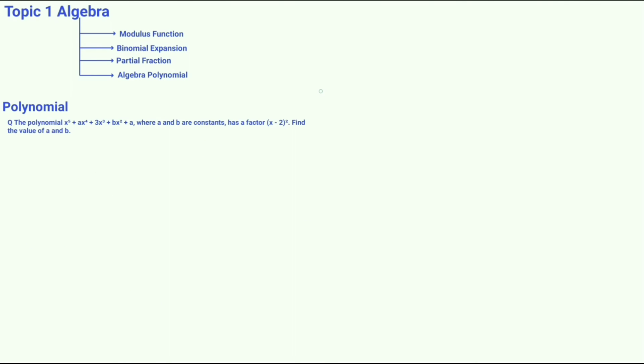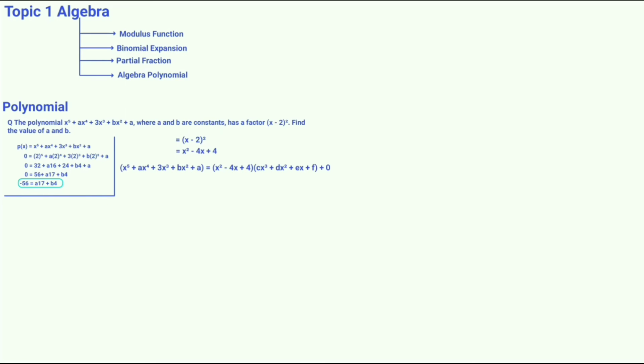Question: the polynomial x power 5 plus ax power 4 plus cx power 3 plus bx power 2 plus a, where a and b are constants, has a factor this. Find the value of a and b. Okay, so we have this factor. So there are 2. Okay, we put this and we get the equation. Now since we know that it's a factor, doing the comparison method.